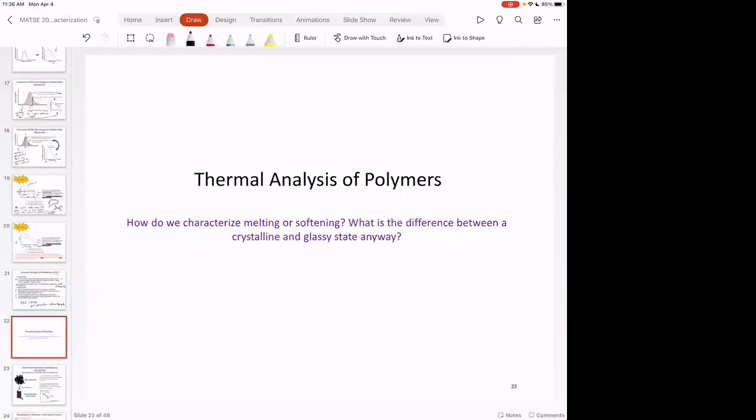Questions or comments? No hands? All right. So we're going to move on to thermal analysis of polymers.